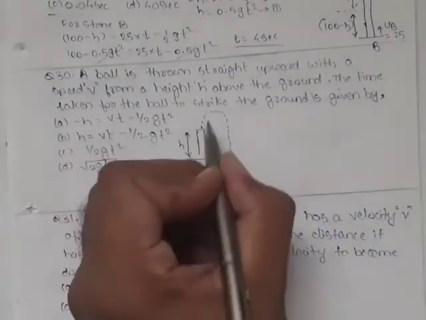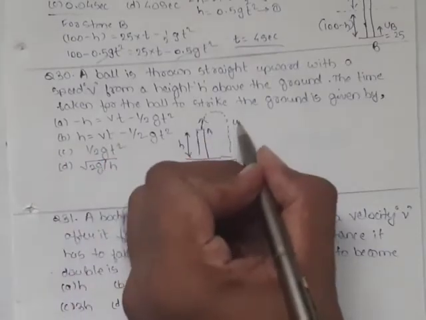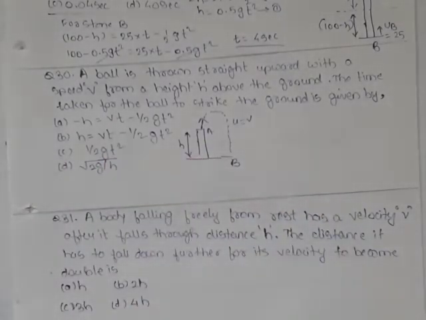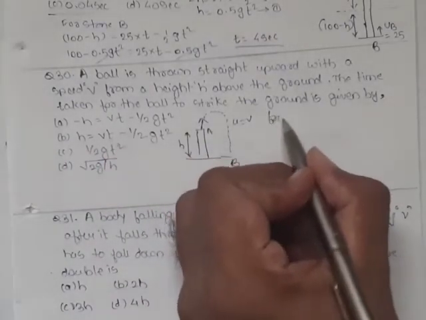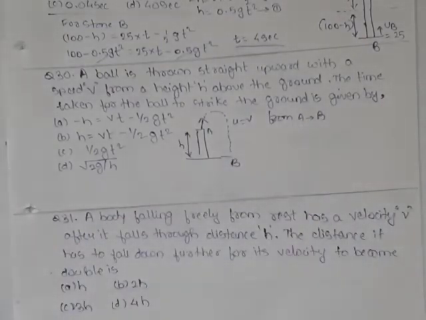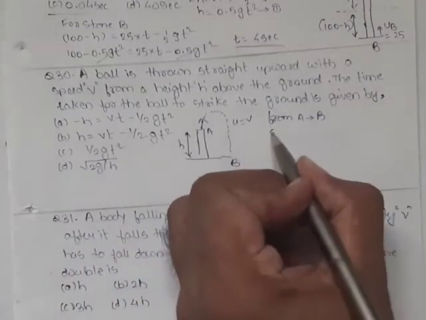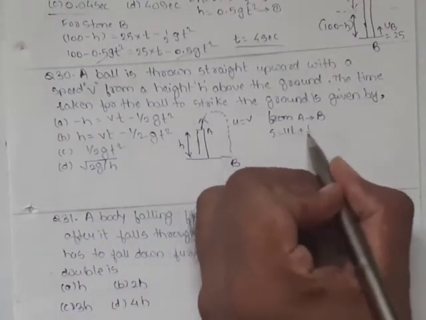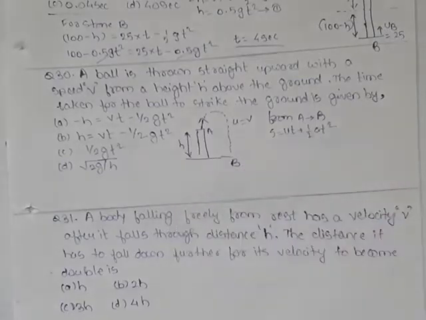Here it is thrown with initial velocity u equal to v. So here we have to find out what is the time from A to B. We have to find out what is the time required. So here we use the second kinematical equation. The second kinematical equation is S equal to ut plus 1/2 at square.